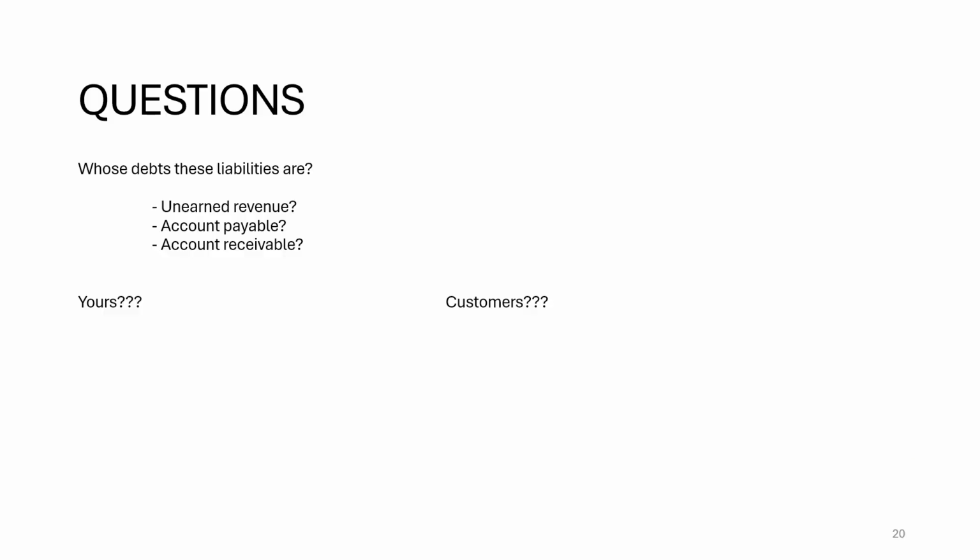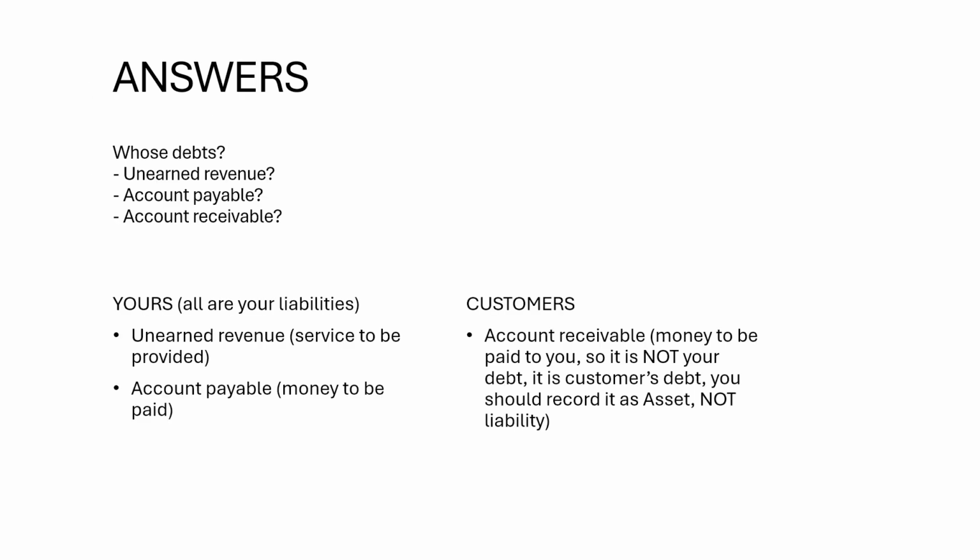Here is a question showing some special types of liabilities. These are unearned revenue, accounts payable, accounts receivable. Do you know whose debts these liabilities are? Are they yours or customers' debts? The answers are: unearned revenue, your debts; accounts payable, money to be paid, your debts. Customer debts are accounts receivable, which means it's your asset, it's the customer's liability, and the customer's debt is not going to be recorded in your books. Then you treat it as an asset.